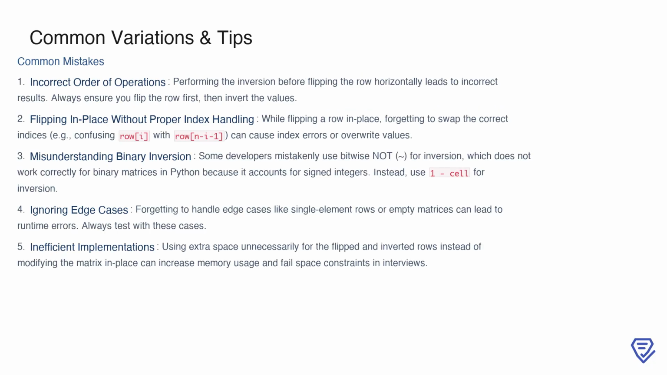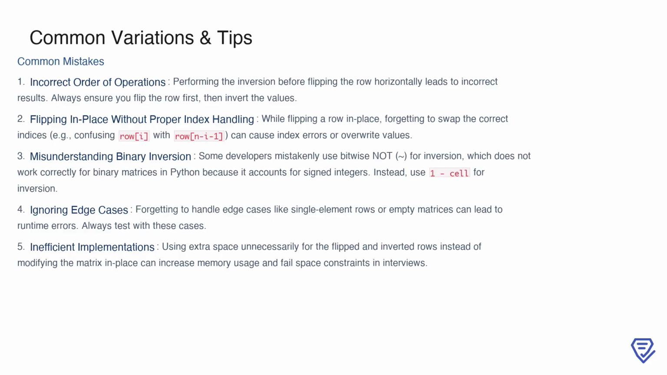When working on flipping and inverting an image, there are some common mistakes you'll want to avoid. First, the order of operations is crucial. Flipping the row horizontally must always come before inverting the values. Doing these steps in the wrong order will lead to incorrect results.